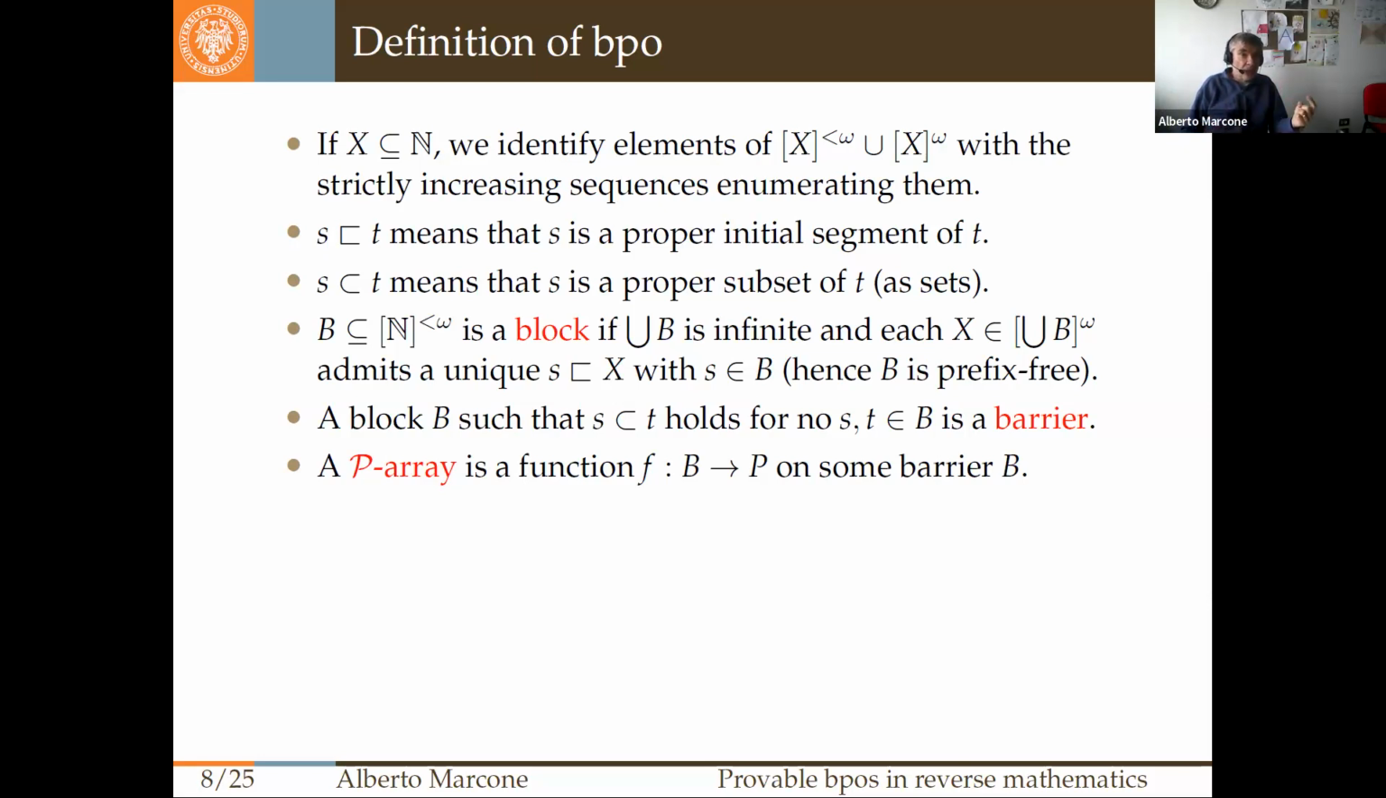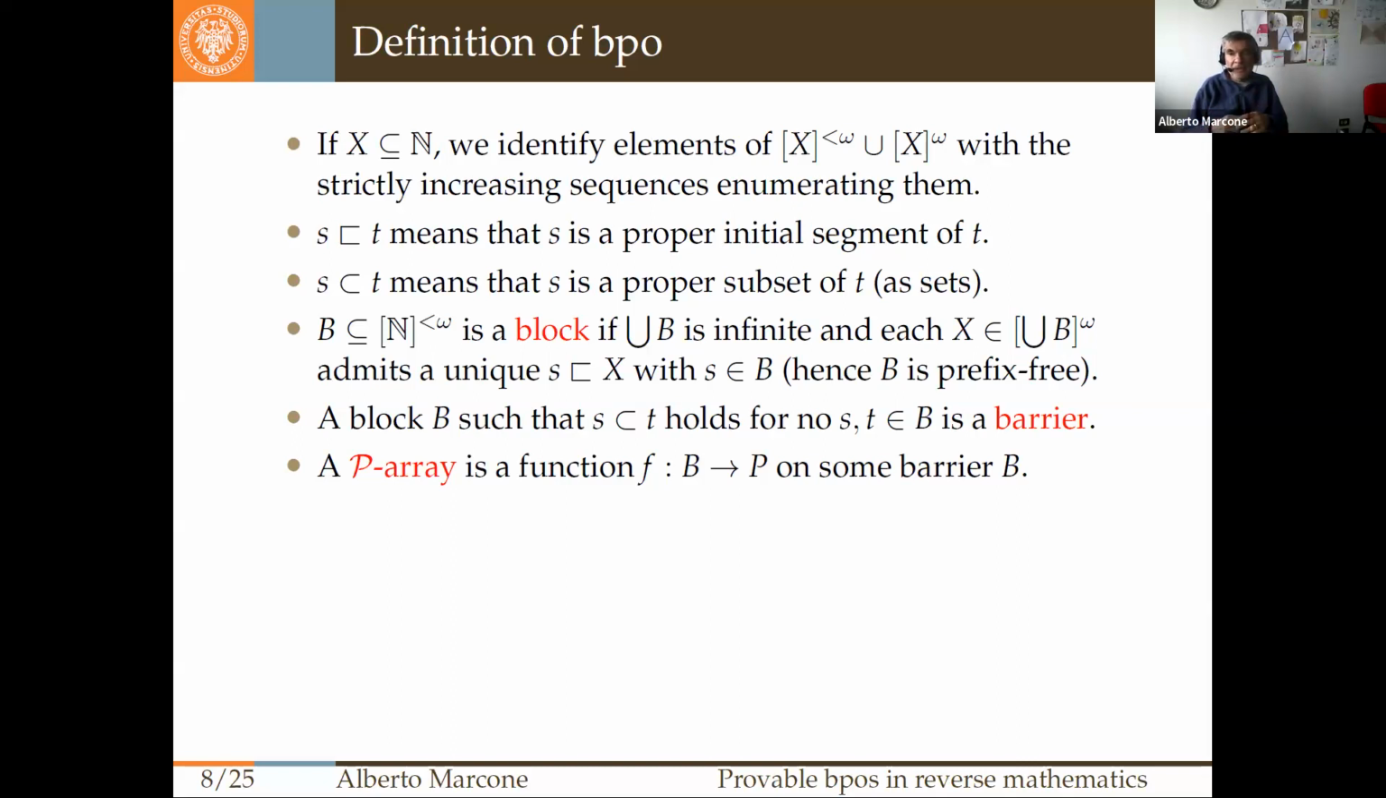And there is actually only one of those, just one for every X. So that means that if you take two different elements of B, one cannot be an initial segment of the other. So the set B is prefix free, using some terminology which is maybe more used in computer science. So this is what a block is.